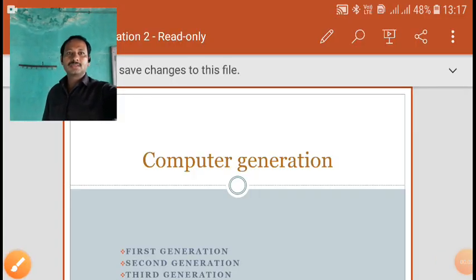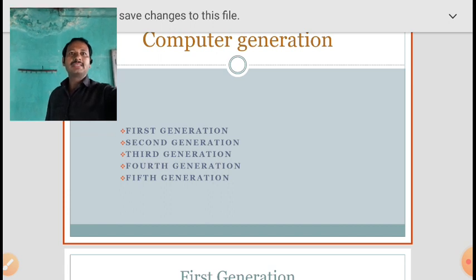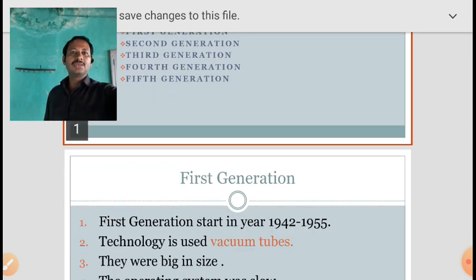Good afternoon, students. Today I am teaching a very important topic about computer generations, fifth standard. This computer generation is based on the size of the computer. There are five generations of computers: first generation, second generation, third generation, fourth generation, and the fifth generation. So let's see them one by one.